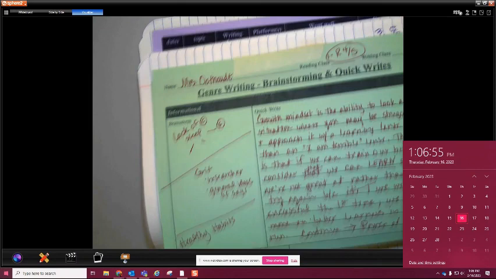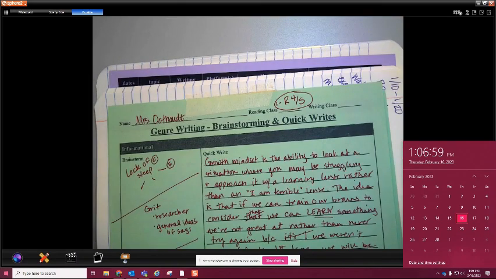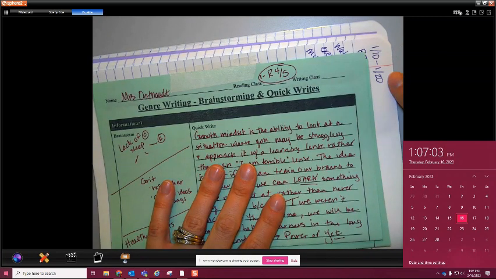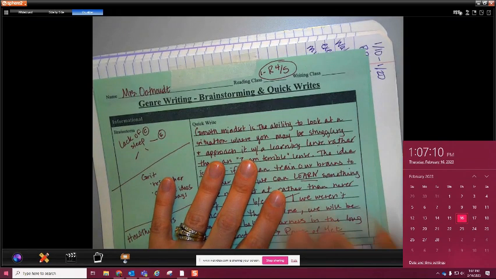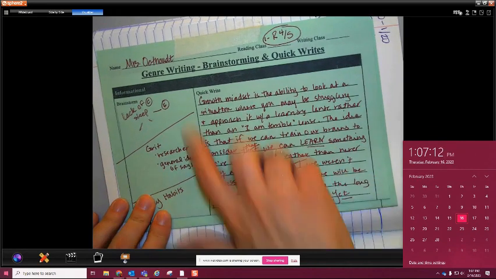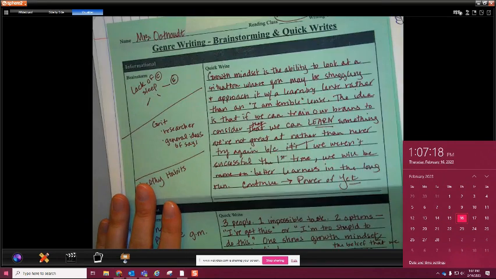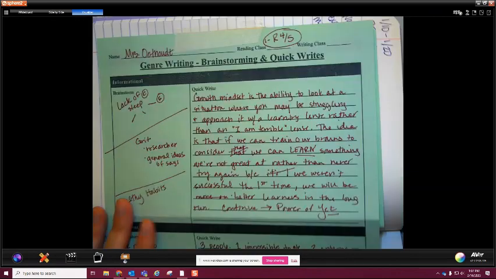All right, so to go through what we've already done before, I'm showing you in this notebook so you can see what's going on. The first topic that we did, the one with the brain, starting in January when you first got here, there's a green sheet that we gave you, called Genre Writing, Brainstorming, and Quick Writes. So I want to show you this in the sense of what you're going to be doing today. As you can see, this is something that we have already done before.